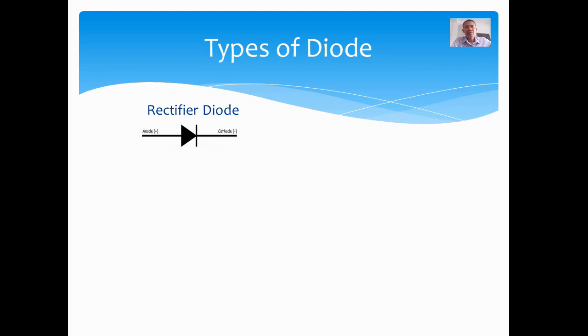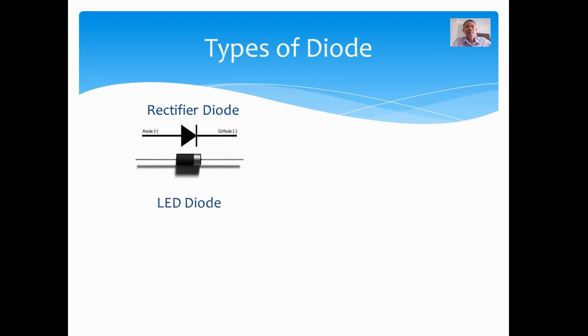So you have the anode and the cathode. The bar is the side that indicates the negative side of the component. Okay, there is its equivalent representation of the component. The band or the silver band indicates the negative side of the diode.